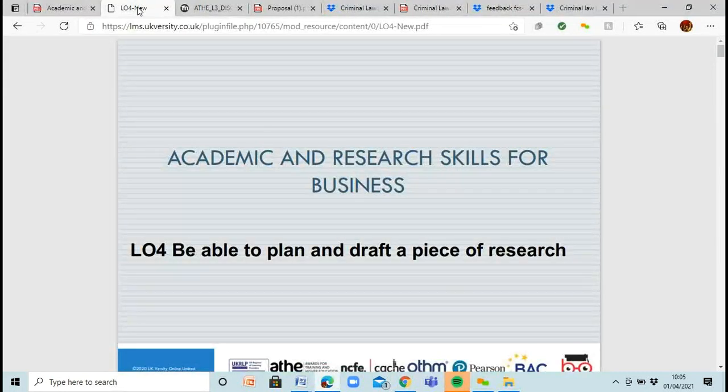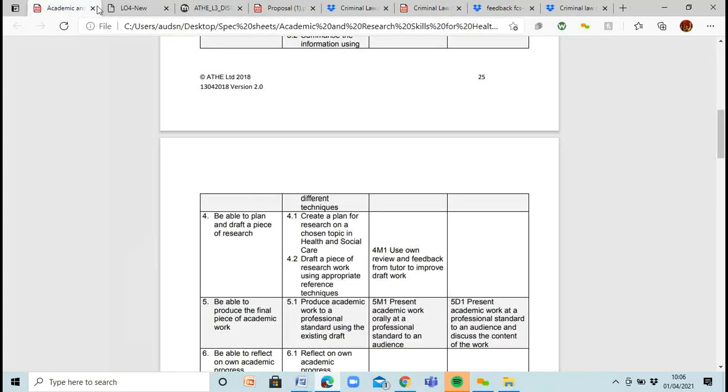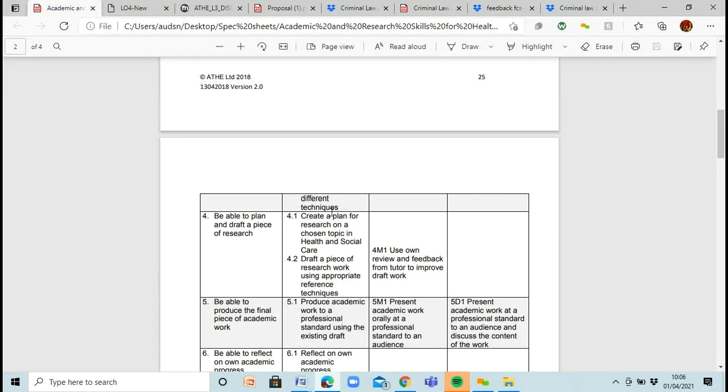Let's go there. Now with this section, when you're doing this on the assignment, you're actually going to need to create a piece of research. So you're going to choose a topic, you're going to research it, and then you're going to present that within your work. You're going to start off with 4.1, which will cover you creating the plan, so telling me what the title is and how you're going to do it.